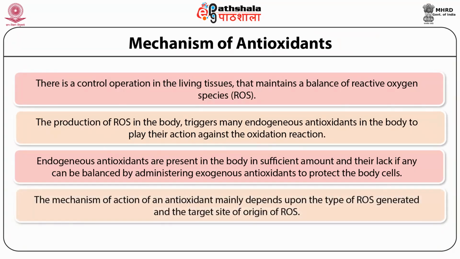The mechanism of action of antioxidant mainly depends on the type of the ROS generated and the target site of origin of ROS. Direct scavenging of the free radicals, resulting in the reduction of free radicals in and around the body cells, hindering the free radicals from reaching their target tissues and cells, and terminating the chain reactions involved in the oxidation process are the few mechanisms responsible for the activity of antioxidants.